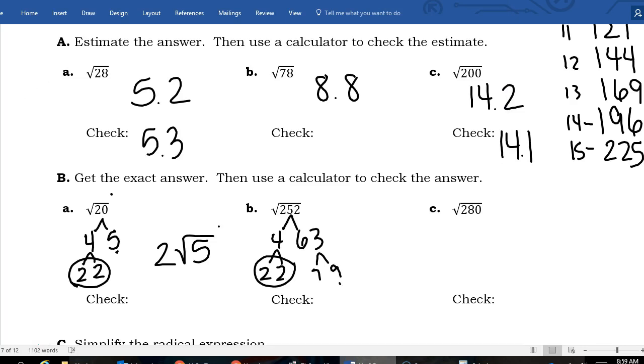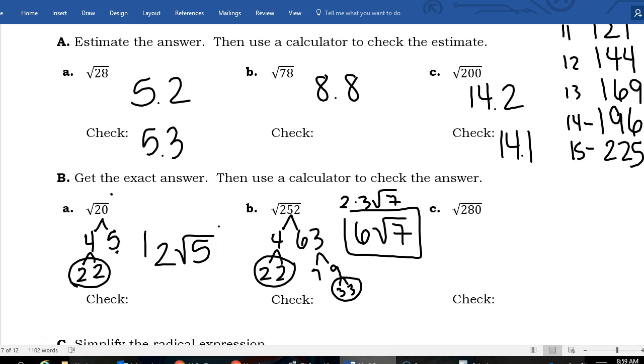And 9 is one of my perfect squares, which I know will give me a 3 and a 3. So what happens is I can pull a 2 out of this, and I can pull a 3 out of this. Pull a 2 out and pull a 3 out. 7 stays underneath. But I don't want to leave it in this format. I'm going to multiply back together my 2 and my 3, and my 7 stays underneath. So my answer is 6 root 7.